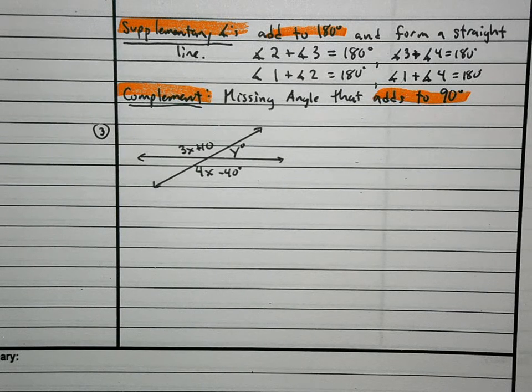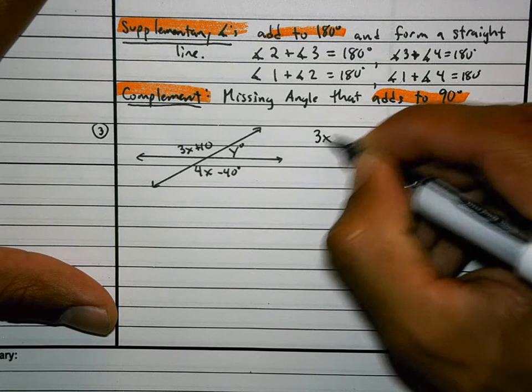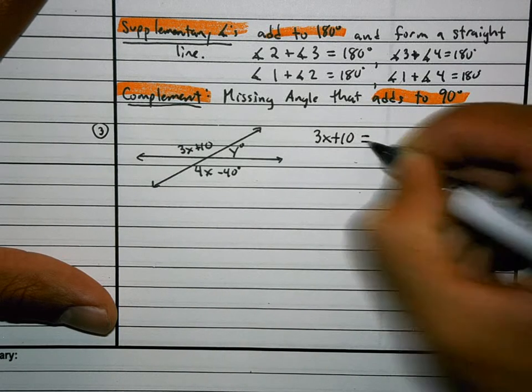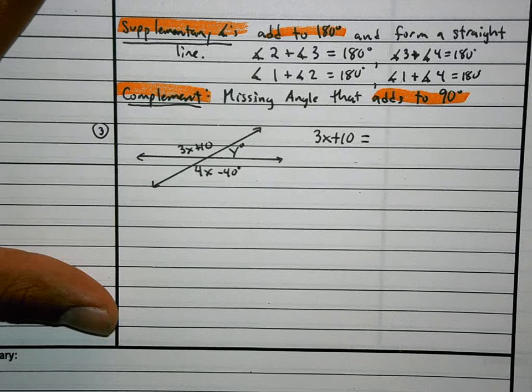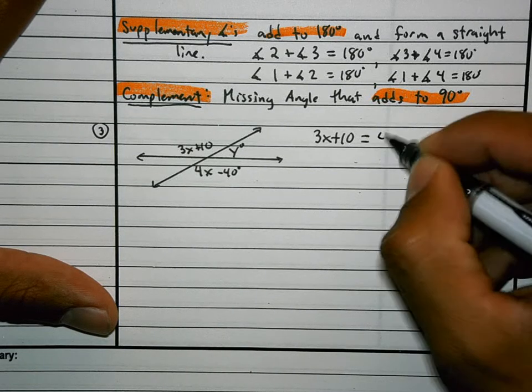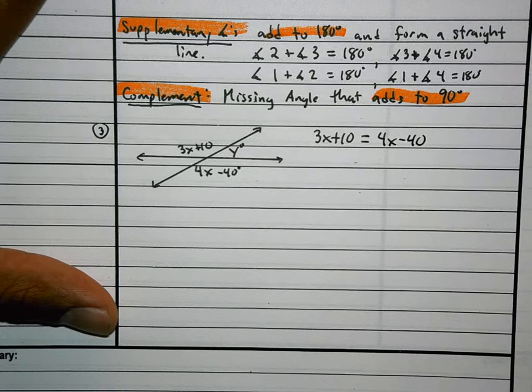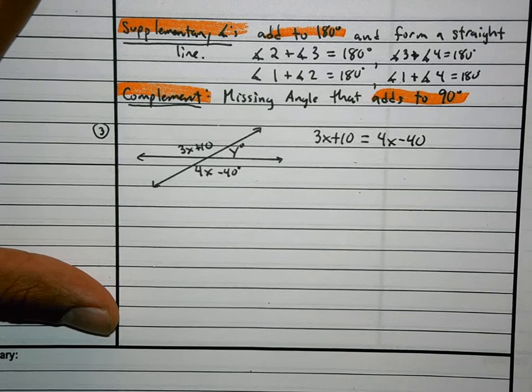Did you hear what he said? Do you agree with what he said? The 3x plus 10 is congruent to, or is equal to, what value? If you said 4x minus 40, you're right on the money.